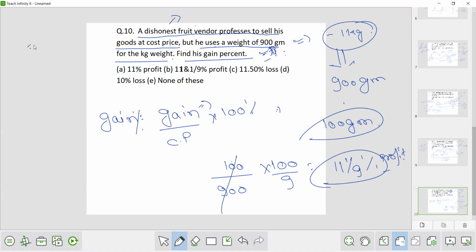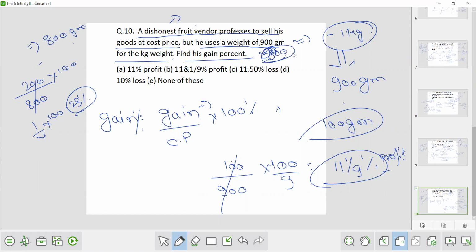If this question had said he uses a weight of 800 gram instead of 1 kg weight, what would be his gain? His gain would be 200 for 1 kg weight, but he has actually weighed 800 gram. So 200 upon 800 into 100, that is 1 by 4 into 100, that is 25% would be the answer. But here the question is he uses a weight of 900 gram.